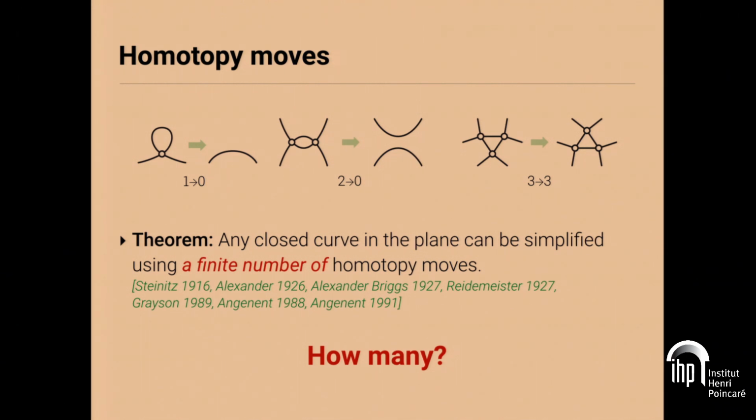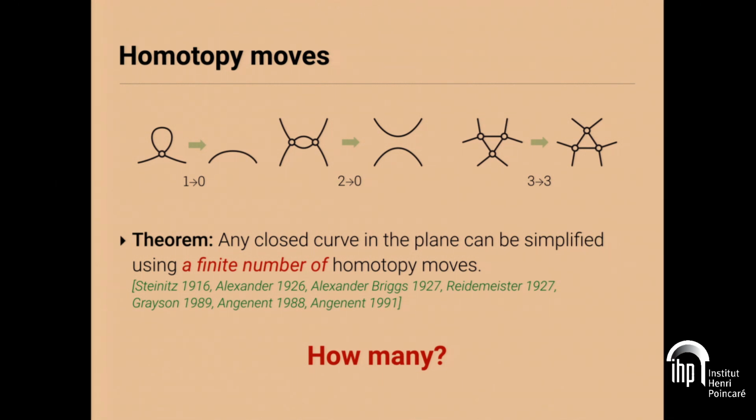And for some reason, the Reidemeister moves and homotopy moves tend to have really horrible names in the literature. So I'm just going to use this number with arrows notation. A 1 to 0 move removes an empty loop. A 2 to 0 move removes an empty bigon. And a 3 to 3 move flips a triangle. Everyone in the room has seen these a couple of times already this week, and hopefully has seen these in the past.